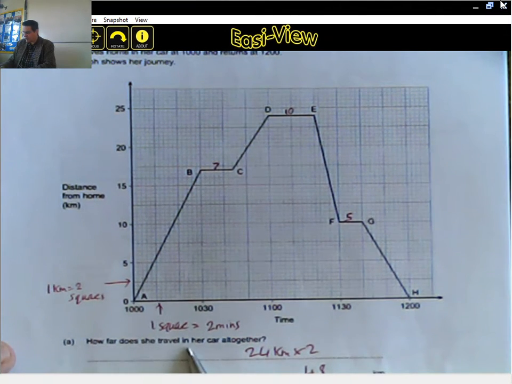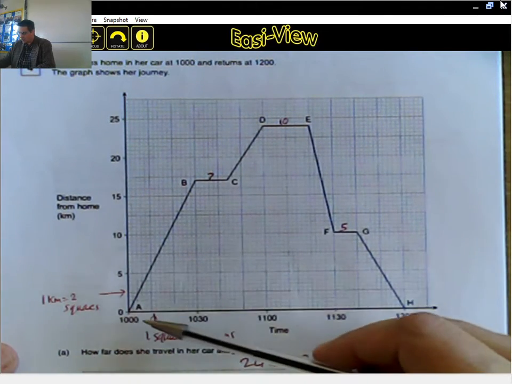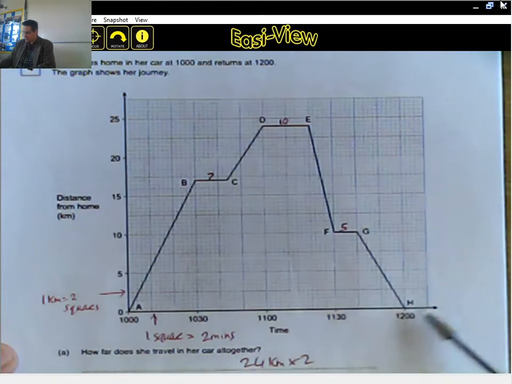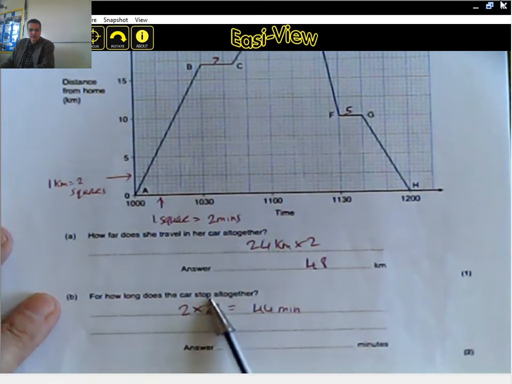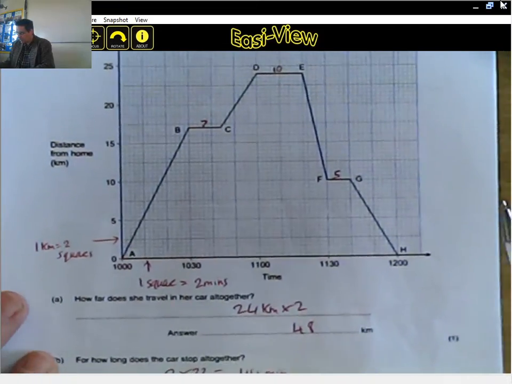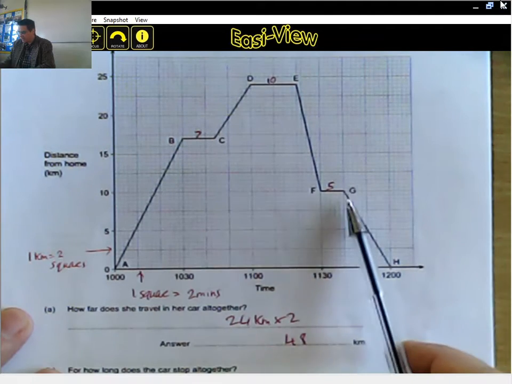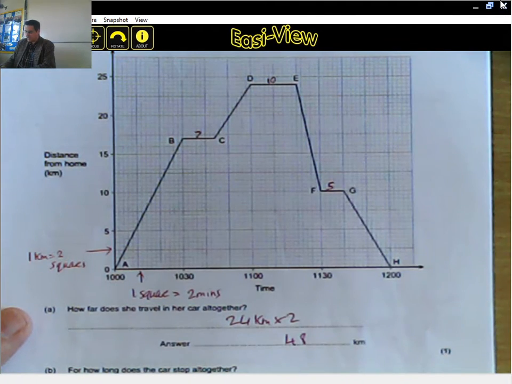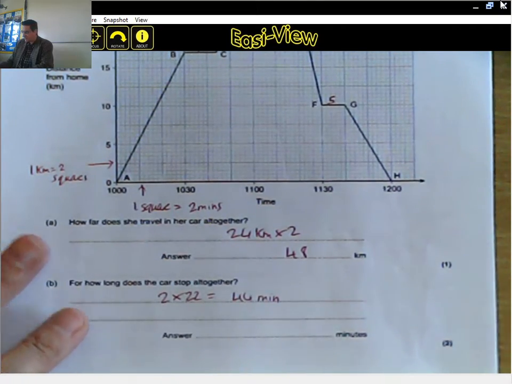How far does she travel in her car all together? How far does she go? Well, she's going from 0 up to 24 and she's coming home. 2 24s is 48. How long does the car stop altogether? Well, I count that 7 little squares, 10 little squares, 5 little squares. That's 22 little squares, each one worth 2 minutes. So 2 lots of 22 is 44 minutes.